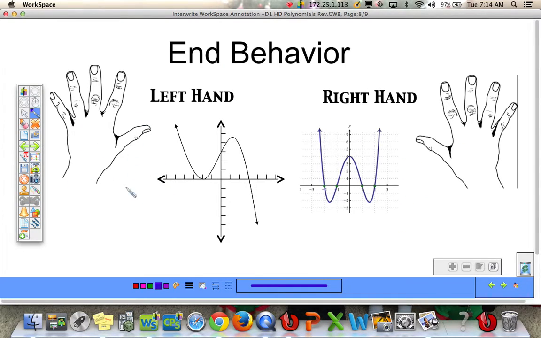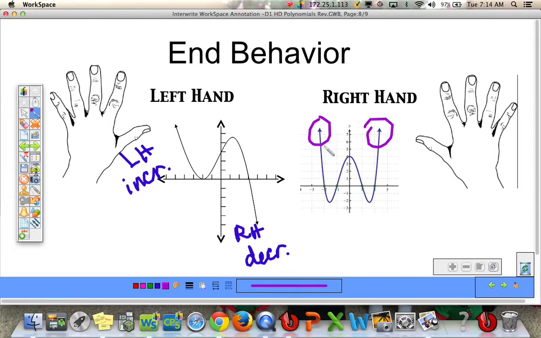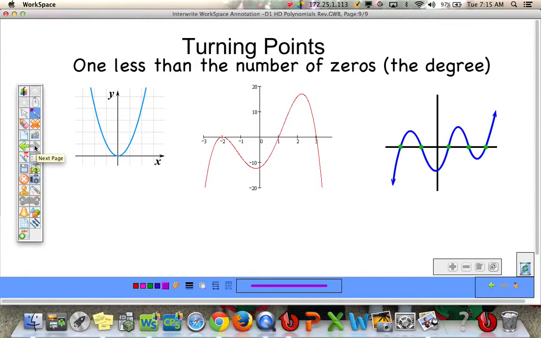So here's more examples. This is an odd function. It's a bendy straw. It starts up, goes down. So the left-hand behavior is increasing. The right-hand behavior is decreasing. This is an even function, so we look at the end behavior. The left-hand side is increasing. The right-hand side is decreasing. So there's left-hand and right-hand behavior.